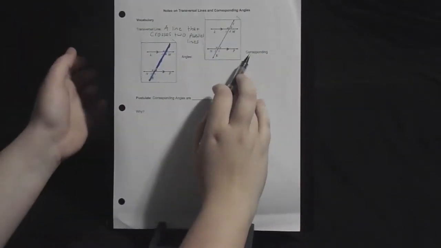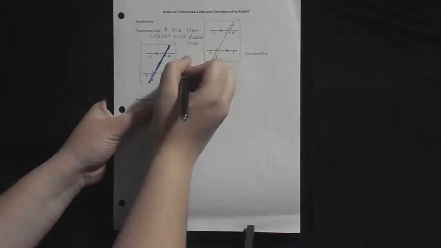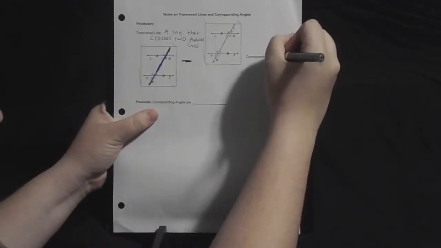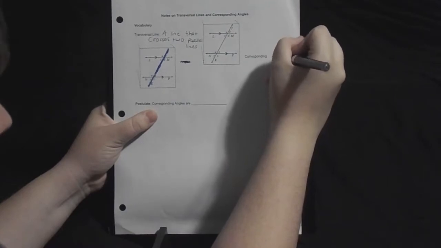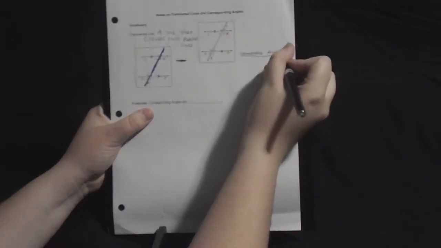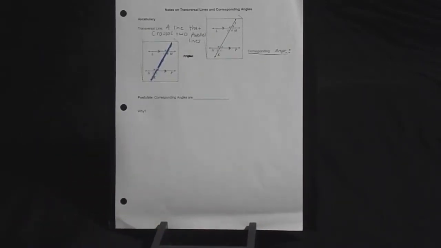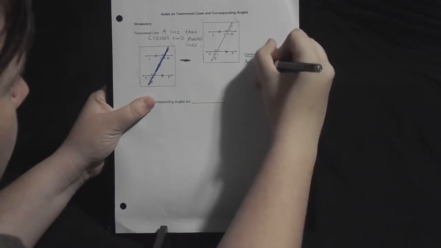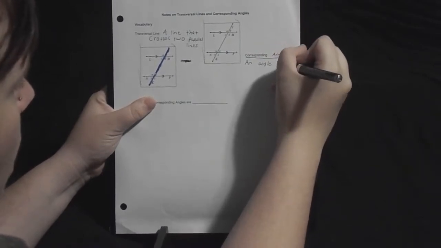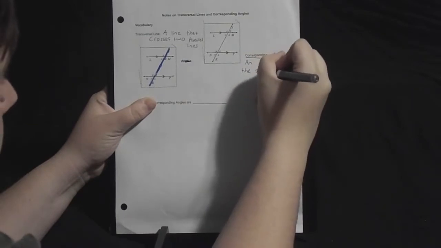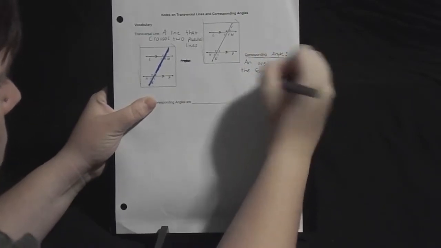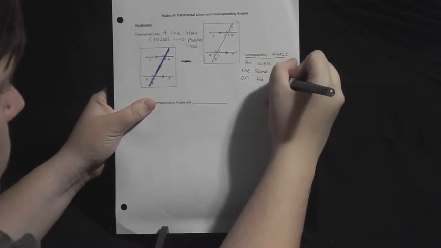So the second vocabulary word is corresponding angle. It sort of got printed over here by accident, so go ahead and just scribble that out and write the word angle next to corresponding. That's one term, corresponding angle. First I'm going to write the definition, and then I'm going to explain what this means. A corresponding angle is an angle on the same spot on the transversal.